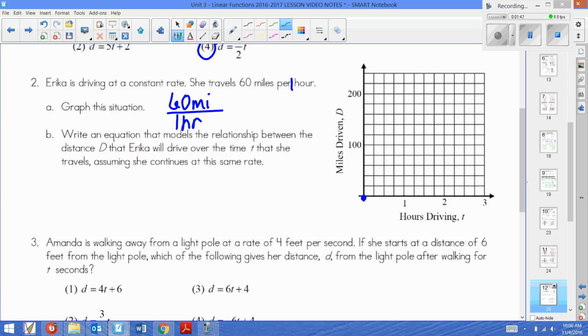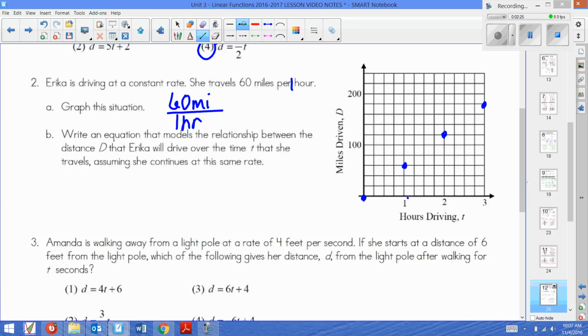Pay close attention to your scale. It's given to us right here. So if she travels for 1 hour, that's the same thing as 60 miles. So 20, 40, 60, 80, 100. Each one of these lines is worth 20. So 20, 40, 60. And if she does this again, the second hour would mean that she would travel another 60 miles. So 20, 40, another 60, and the same thing for 3 hours: 20, 40, 60.